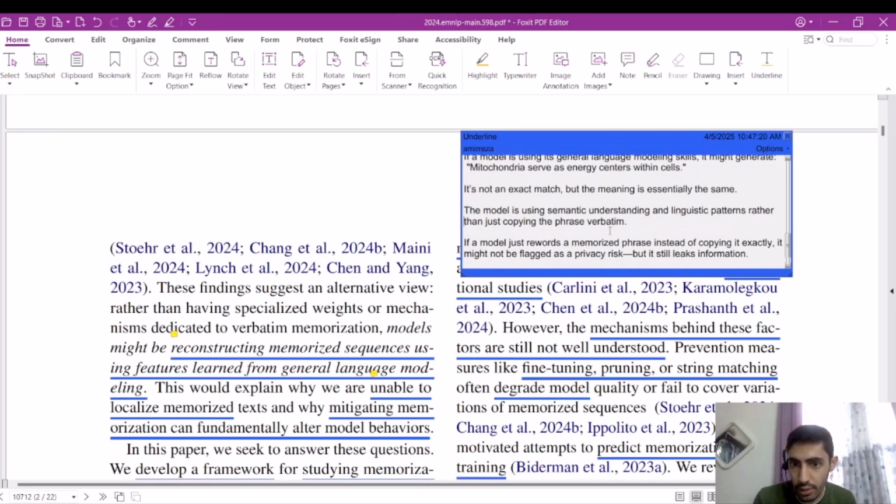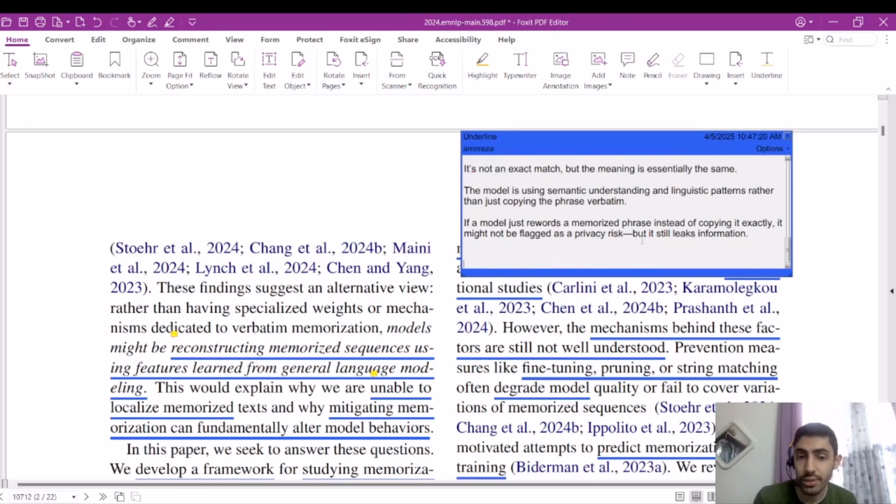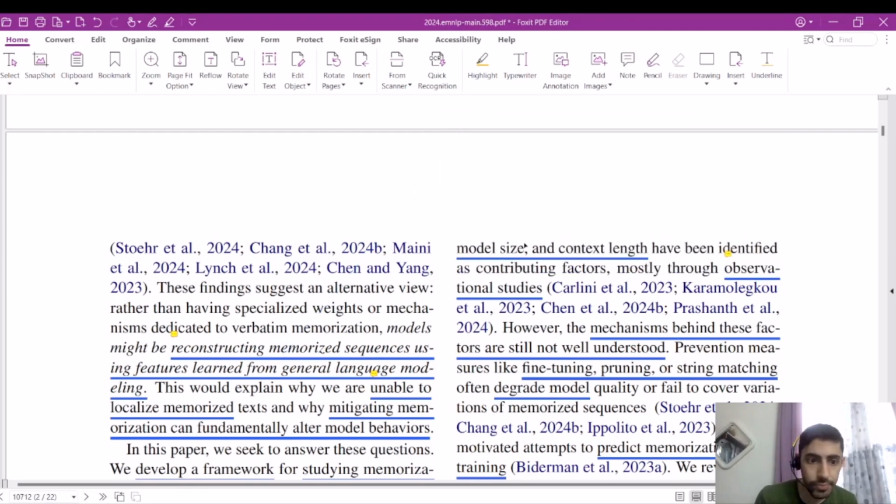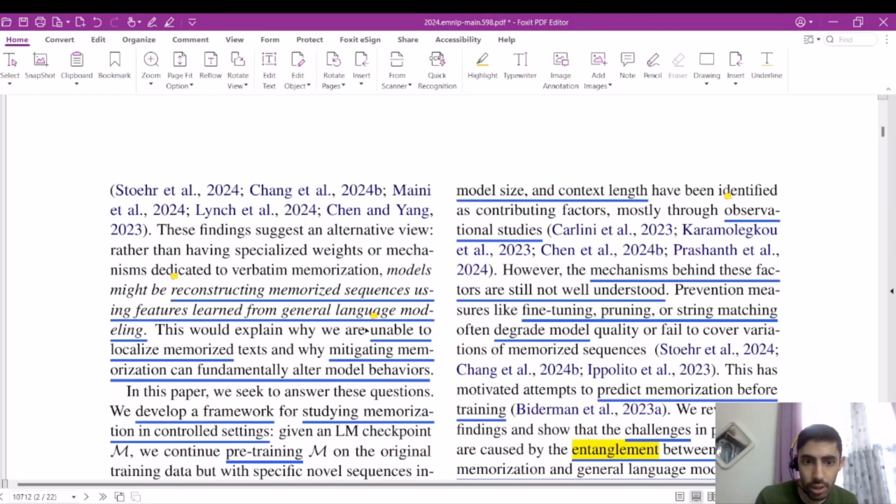The model is using semantic understanding and linguistic patterns rather than just copying the phrase verbatim. If a model just reworded a memorized phrase instead of copying it exactly, it might not be flagged as a privacy risk. It is not a privacy risk, but it is still a leak of information. So, let's continue.